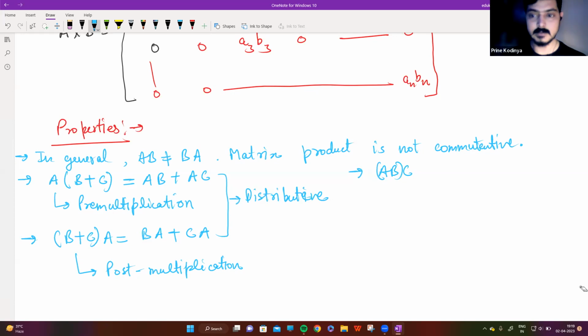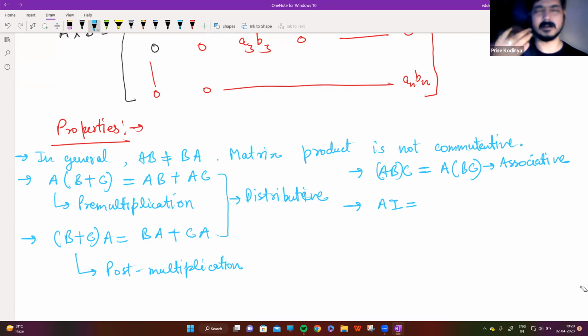Because why am I saying this? It doesn't matter whether you multiply A and B first and then multiply the whole with C, or multiply B and C first, then multiply with A. If we can multiply these three matrices like A cross B cross C, it only means that we can multiply AB first or BC first. That doesn't change the final answer. And also the columns of the first matrix should be equal to the rows of the second matrix. Then only we can multiply them. So columns of A must be equal to rows of B, and columns of B must be equal to rows of C. And this property is known as associative.